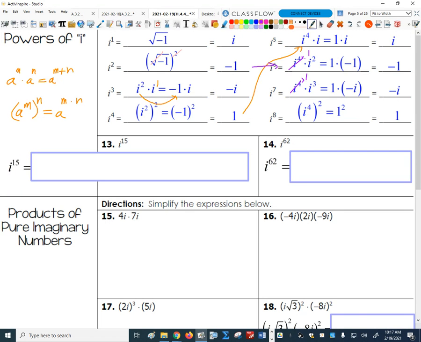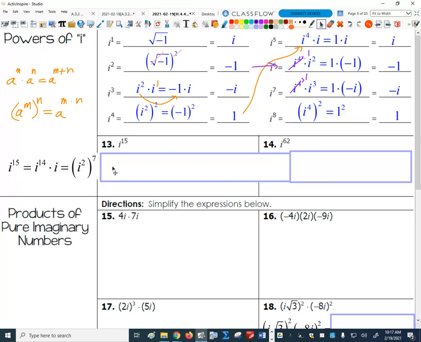I could make that i to the 14th times i to the 1, couldn't I? Everybody agree? Why do I pick 14? Because it's even. So i to the 14th would be the same thing as i squared to the 7th, because 2 times 7 is 14. Once I come up with an even power of i, I can always write that as a power of i squared, and i squared is just -1. So I have i squared to the 7th is i to the 14th times another i. Well, that's just giving me -1 to the 7th, because i squared is -1.